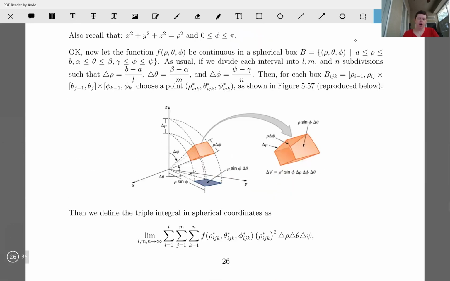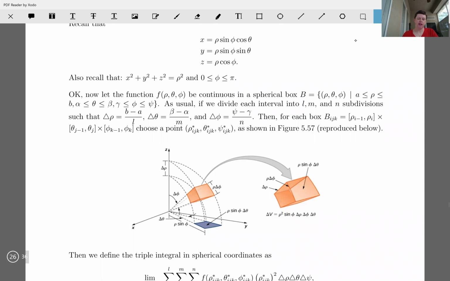and pi. All right, now let's let the function f of rho theta phi be continuous in a spherical box B defined so rho is going to be between a and b, theta is going to be between alpha and beta, and phi is going to be between gamma and psi. As usual, we're going to divide each interval into l, m, and n subdivisions, so that delta rho is the quantity b minus a divided by l, delta theta is the quantity beta minus alpha divided by m, and delta phi is the quantity psi minus gamma divided by n.